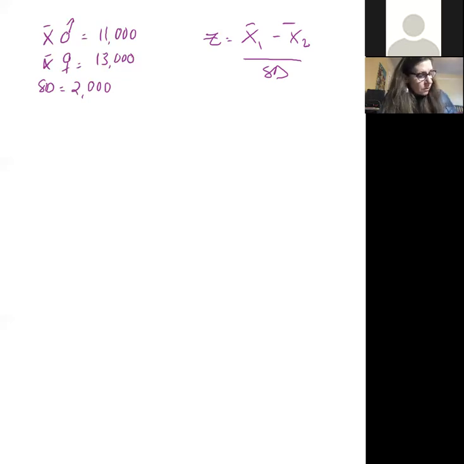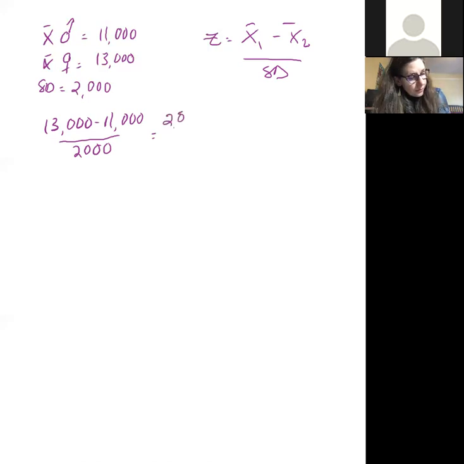But now we're using a z-score to test our null hypothesis. So we find the difference between the two groups and then divide by the standard deviation. So that means we're going to be doing 13,000 minus 11,000 divided by 2,000. And then we get 2,000 divided by 2,000, which equals 1. Okay, so we've run a two-tailed 0.05 test.